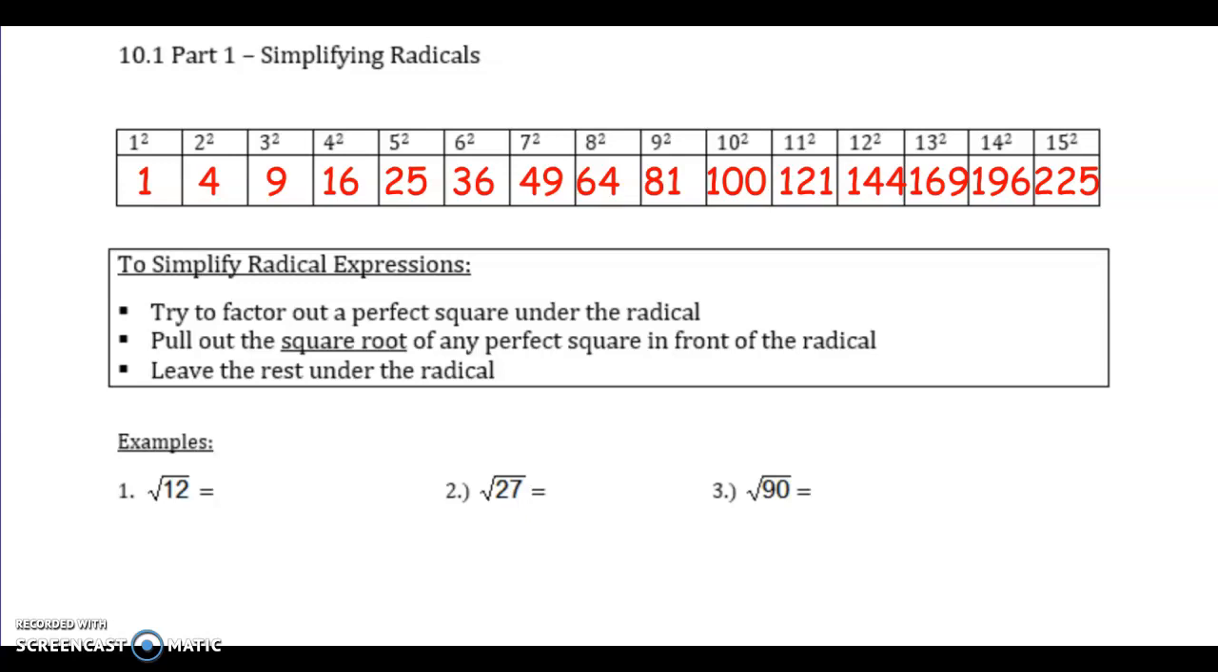Hey Algebra kids, today we're starting chapter 10. I'm super excited that chapter 9 is done. We love quadratics, and now we're moving on to exponents, or square roots.